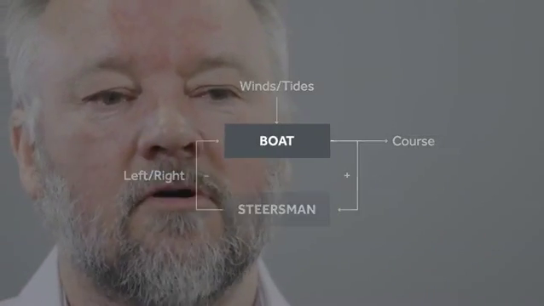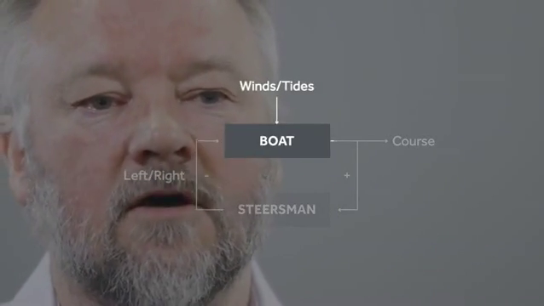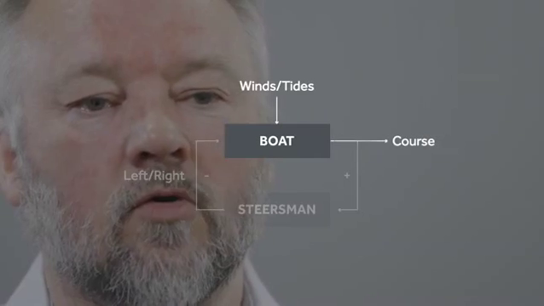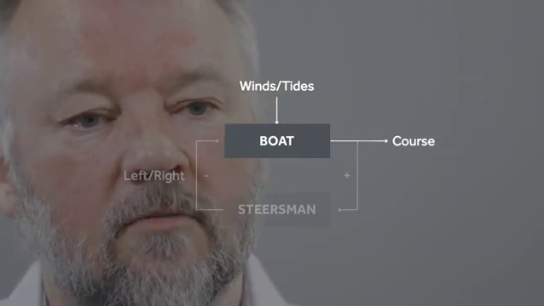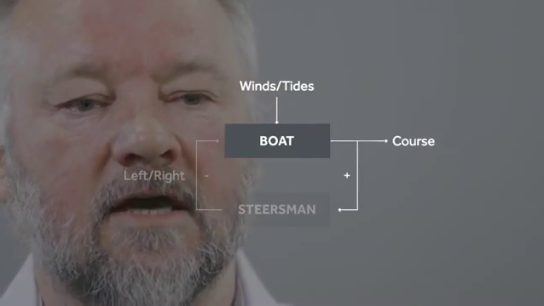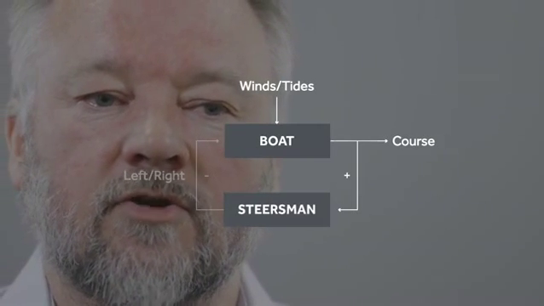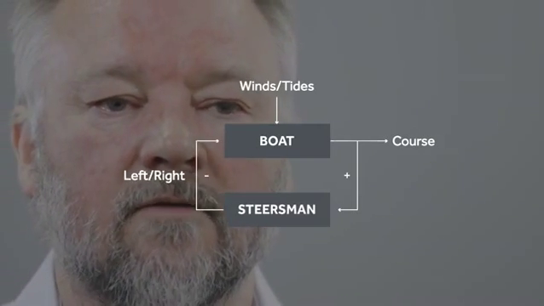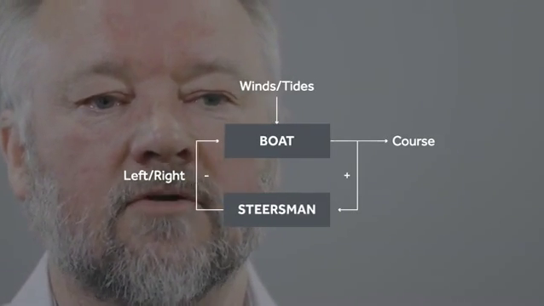And the diagram shows this. We can see the boat at the top, which is affected by the winds and tides, and the output is the course. And if, for instance, the boat goes one way, the plus indicates that, the steersman adjusts the rudder in the opposite direction, and you see the minus. The net result is you have a feedback control.